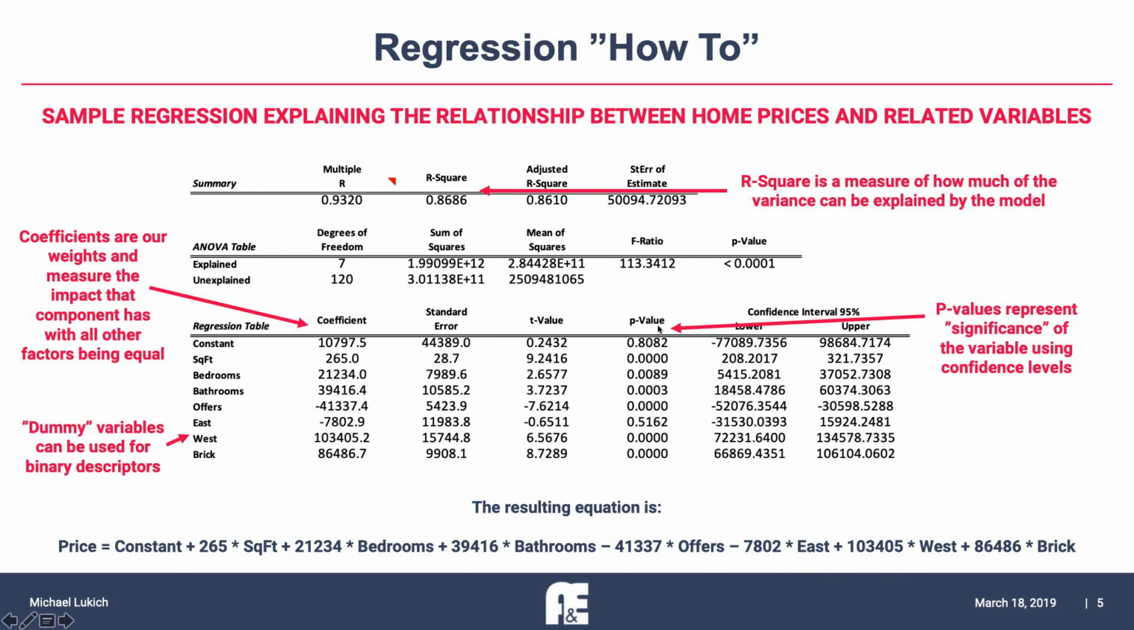And then finally, there are these p-values, and this is just representing the significance of the variables using our confidence levels. So something like this, where the value is 0, means it's very, very significant. We are extremely confident that this is an accurate representation of the relationship, $265 per square foot. Something like this, the 0.5162, means that variable is not necessarily significant, which doesn't necessarily mean we need to take it out of the model. It just means that, with all things being equal, either we don't have enough data points, or it's just not the most descriptive part of the model.